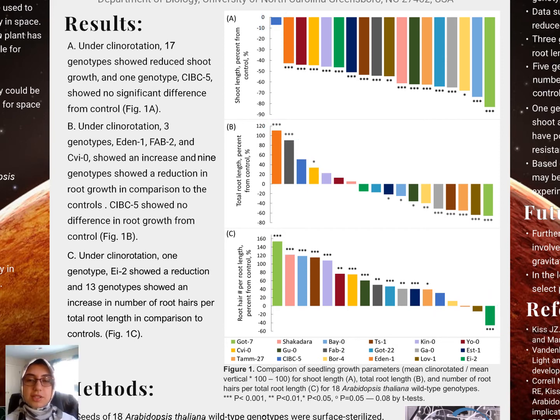So among all of the genotypes that we analyzed, we found this one genotype, CIBC5, which actually showed no difference in growth among all parameters. And as you can see, the graph in the shoot length has no significance mark over it, also in the total root length and the number of root hairs per total root length. So this would be a prime candidate for us to test on spaceflight experiments to confirm its gravitational stress resistance, if this genotype might have that.